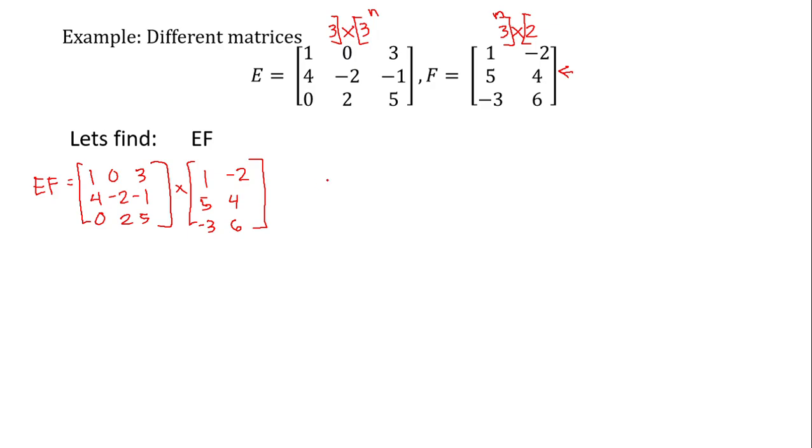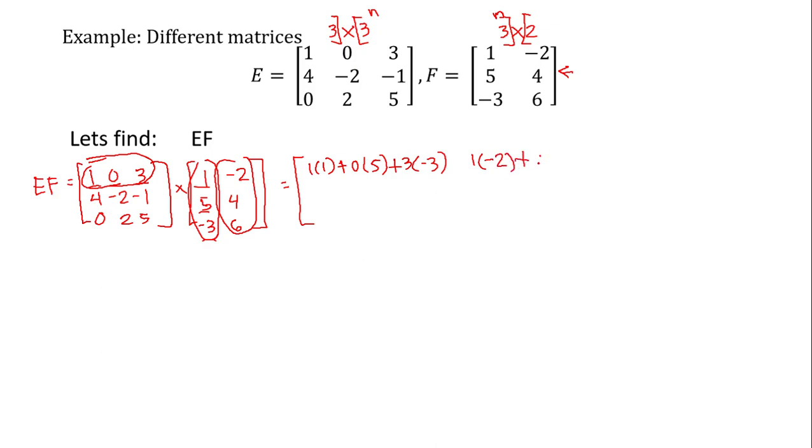Okay? So, let's apply matrix multiplication. Okay, so, ganun lang ulit. First row and first column. So, we have 1 times 1 plus 0 times 5 plus 3 times negative 3. Next is first row, second column. So we have 1 times negative 2 plus 0 times 4 and plus 3 times 6.